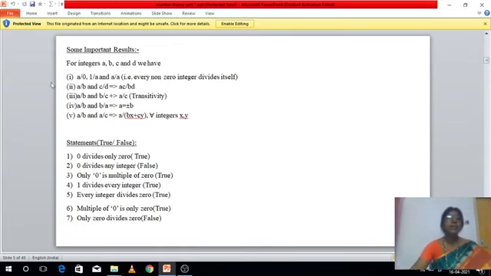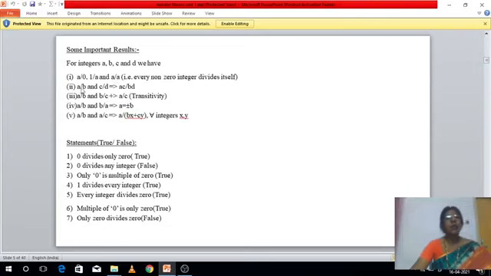For integers A, B, C and D, the following are some important results. The first result: A divides 0. That is, A divides 0. Then 1 divides A, for any integer A; 1 divides any integer. Next, A divides A. It means every non-zero integer divides itself.